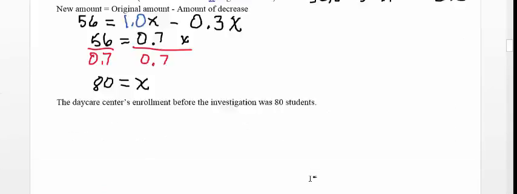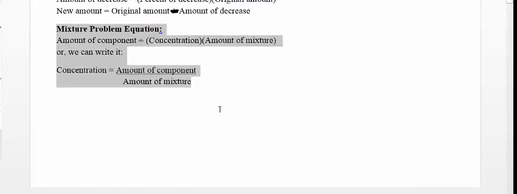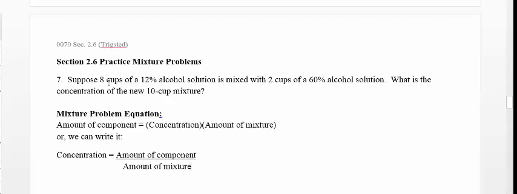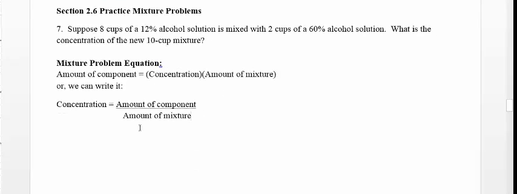All right, my next problem is a mixture problem. So I'm going to go back to page 1 and I'm going to get the information about mixture problems, and I'm going to put that in front of us here. So we start with 8 cups of a 12% alcohol solution. We mix it with 2 cups of a 60% alcohol solution. We want to know what's the concentration of the new 10-cup mixture.